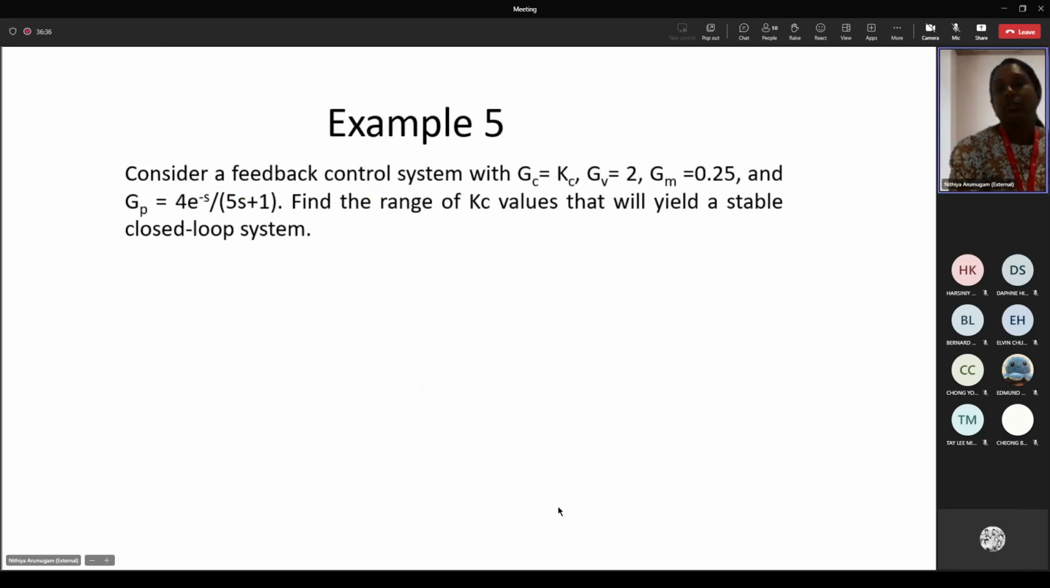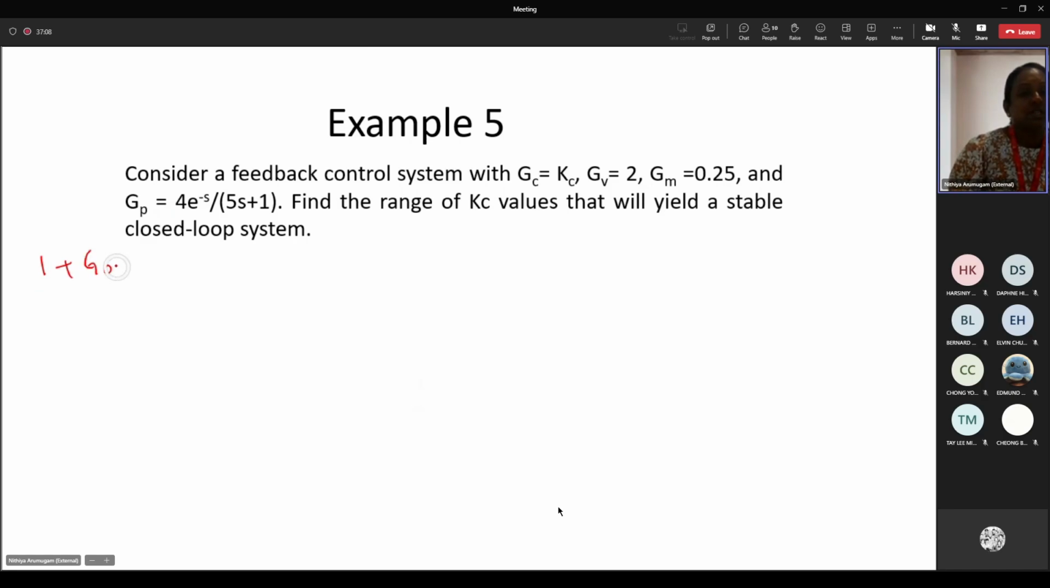Now, let's look into this example. We have a feedback control system with GC equals to Kc, GV equals to 2, GM equals to 0.25, and GP is given in terms of an exponential term. Find the range of Kc values that will yield a stable closed loop system. So where do we start from? We need to come up with the characteristic equation first.